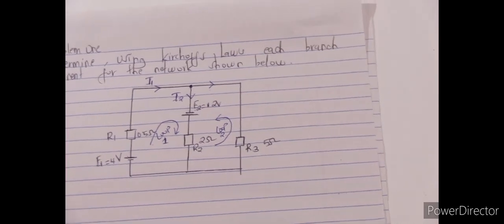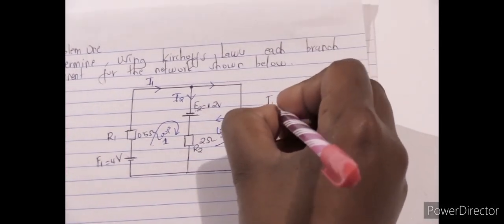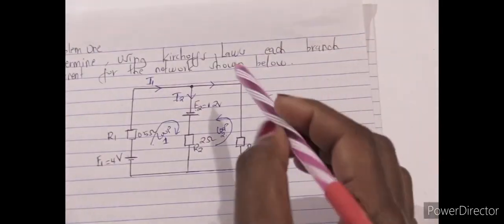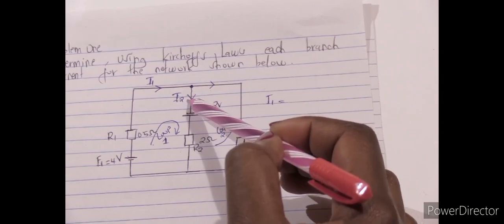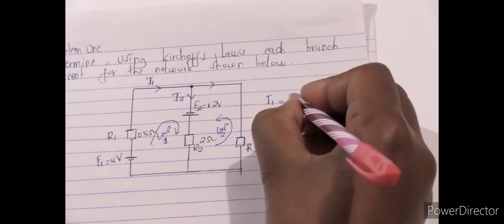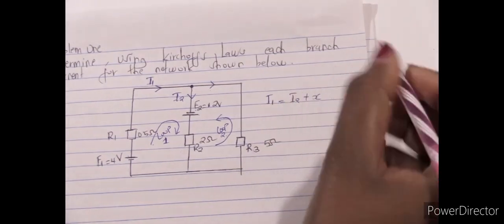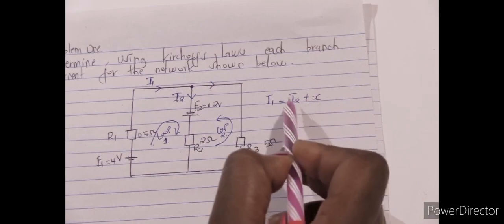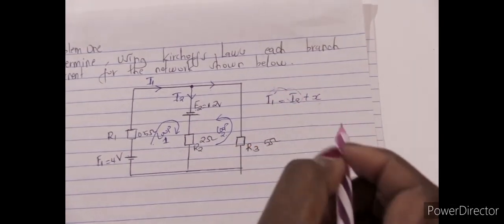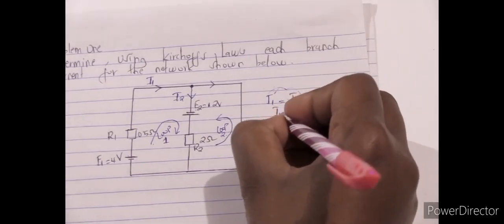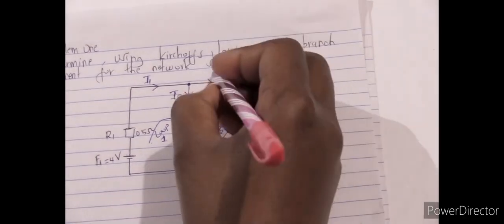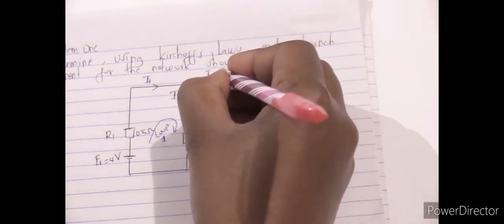Now using Kirchhoff's first law, I1, which is coming into the junction, is equal to the current out of the junction. The current out of the junction is I2 and the unknown current, X. So I1 is equal to I2 plus X. How do you get this unknown current X? By moving I2 to the left-hand side, you have I1 minus I2 is equal to the unknown current X.